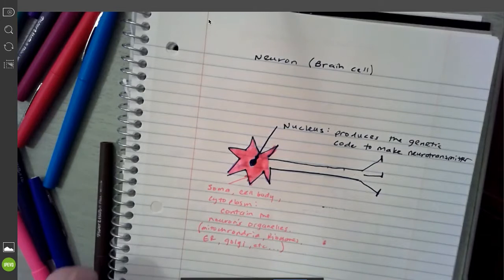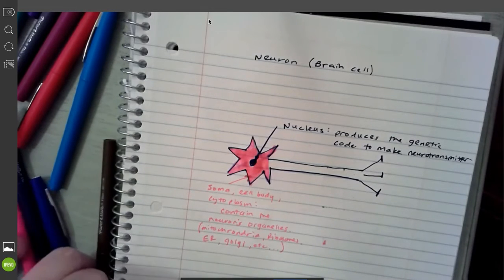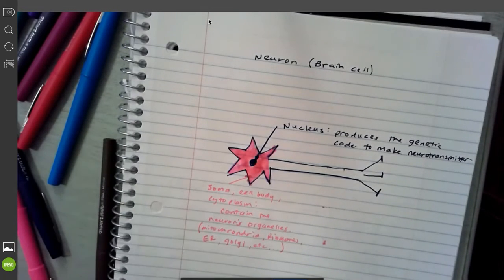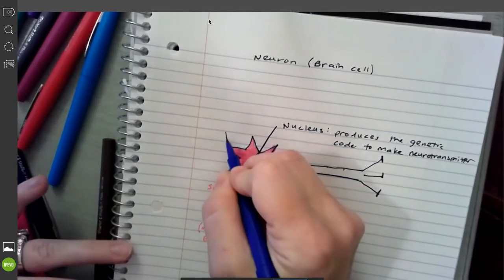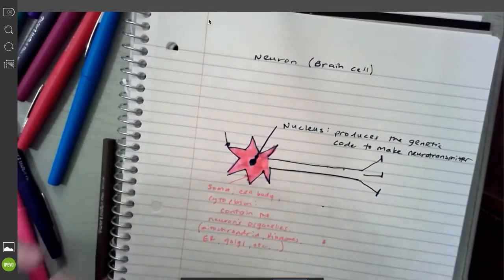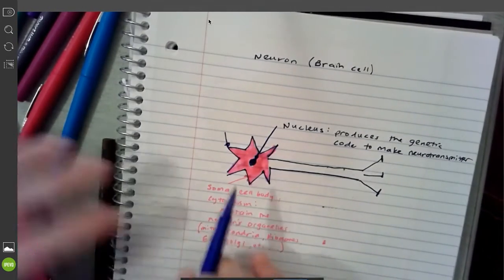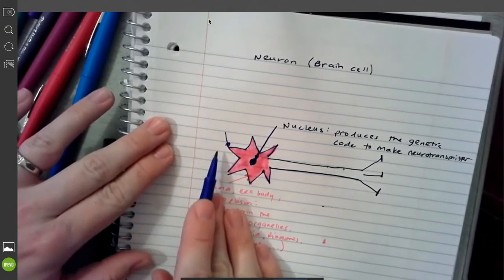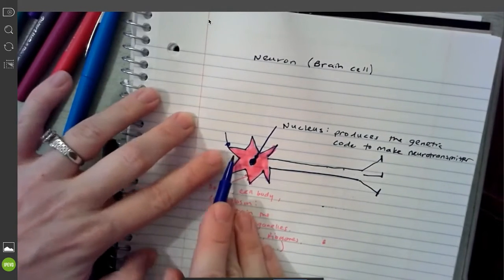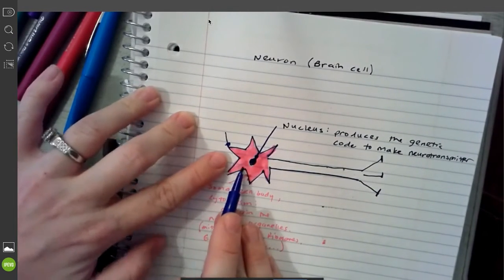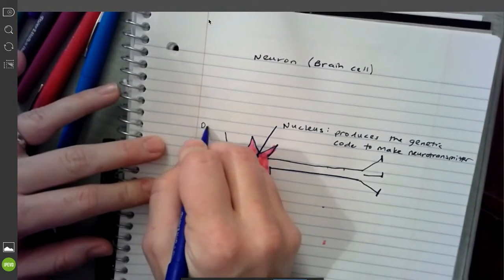These extensions that branch off of the soma are called dendrites, and they are comparable to an antenna. They receive the signal from the neighboring neuron. So there's a neuron over here that doesn't touch it, that's sending the signal. This dendrite right here is where it receives the signal. So this is a dendrite.